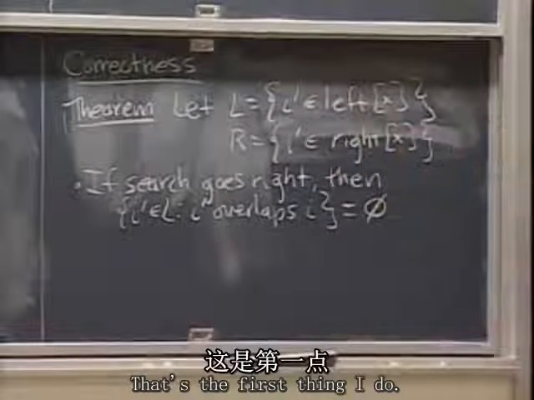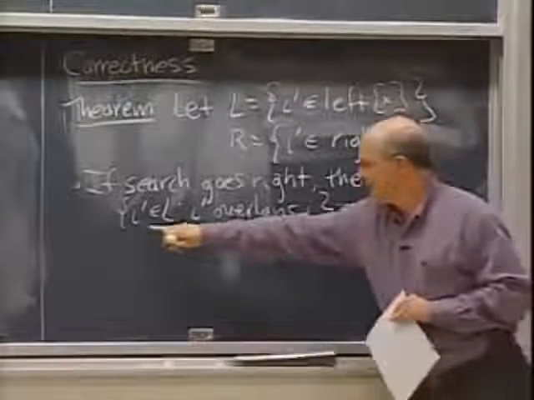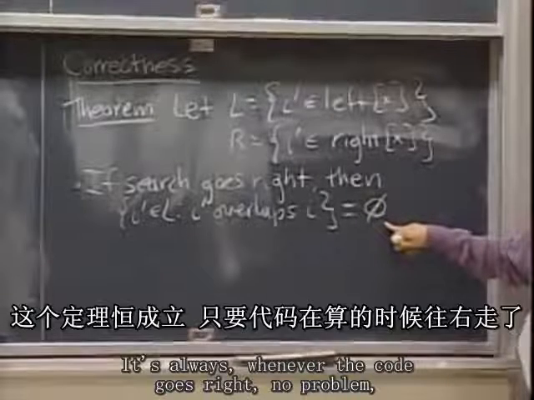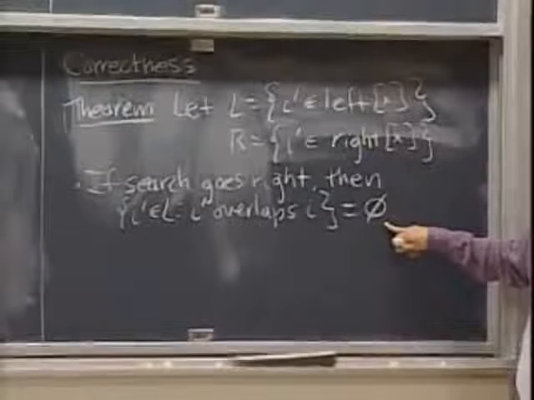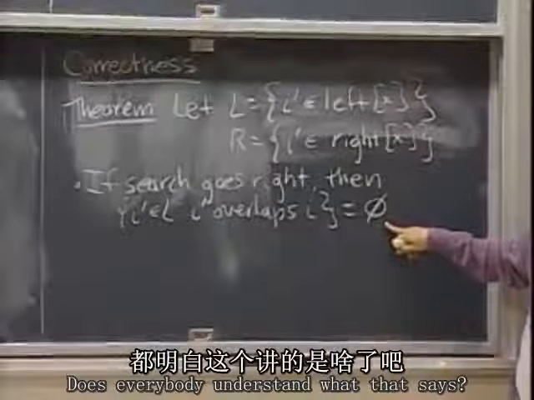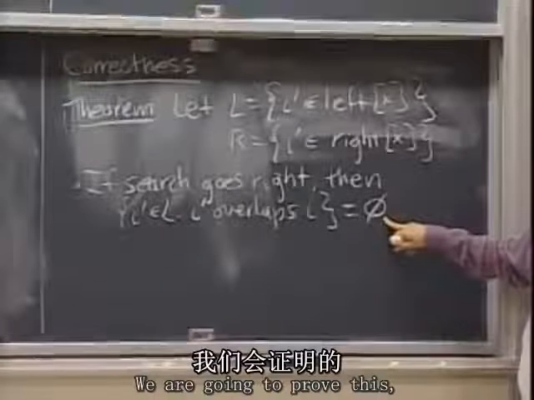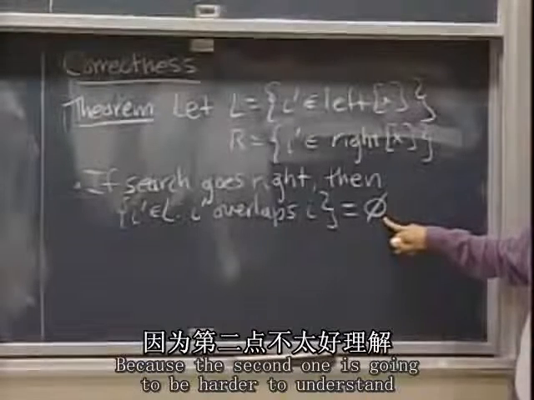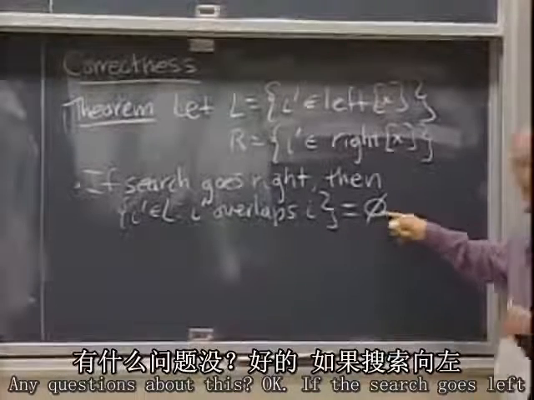So that's the first thing I'm going to show. If it goes right, then there's nothing in the left subtree that overlaps. So whenever the code goes right, no problem, because there was nothing in the left subtree to be found. Does everybody understand that? I'm going to prove this, but I want to make sure people understand, because the second one is going to be harder to understand. So make sure you understand this one first. Any questions about this?